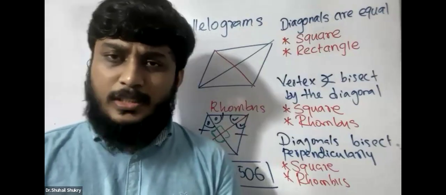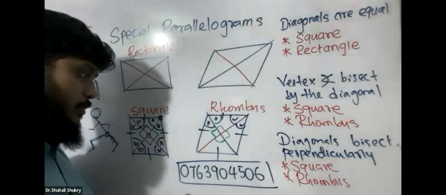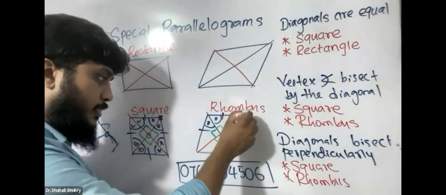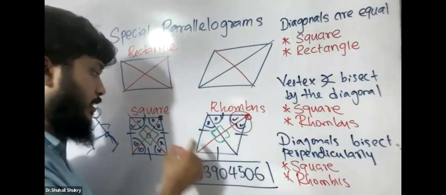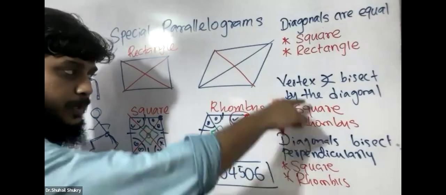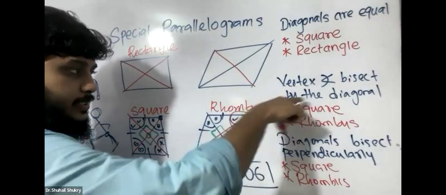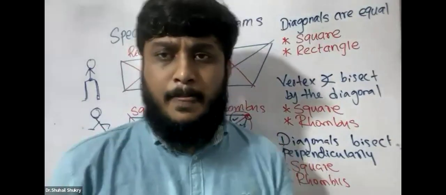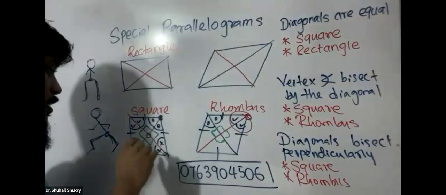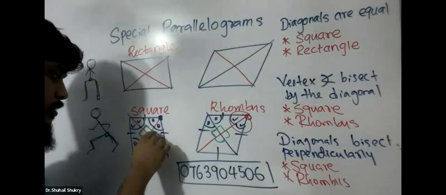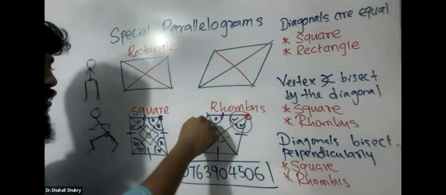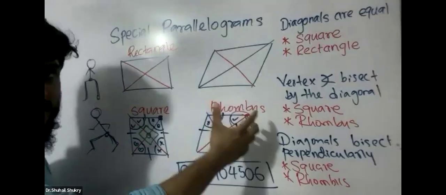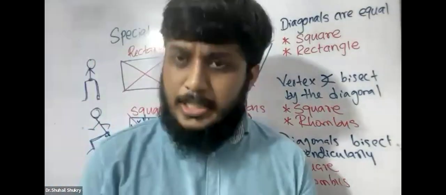Second one, the diagonals bisect vertex angles. Vertex means this is the vertex, this is the vertex angle. Yes, square and rhombus, the diagonals bisect vertex angles. That is true. Third, all vertex angles are equal. All vertex angles are not equal. In a square, all vertex angles are equal, all 90 degrees. In a rhombus, they are not equal, they are different. So the third statement is false.